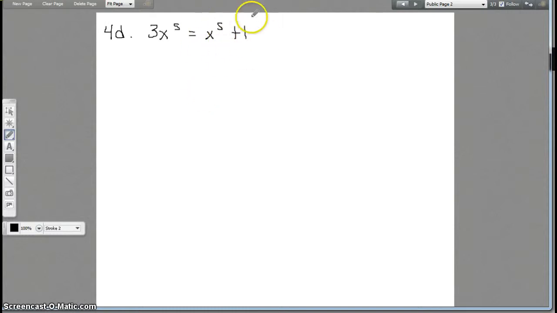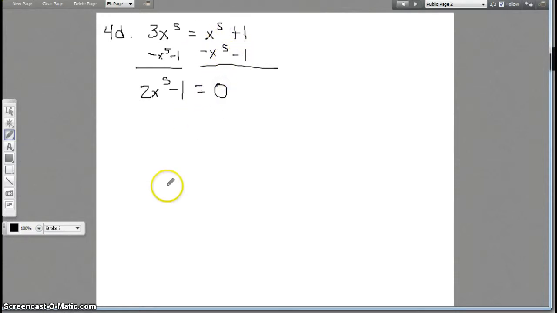Now remember, we need to get the right side equal to 0. So to get our right side equal to 0, right now we're adding x to the 5th and 1. So I'm going to subtract x to the 5th and I'm going to subtract 1. If I subtract it from the right side, that means I have to subtract it from the left side as well. So minus x to the 5th minus 1. So over here on the left side, I have 3x to the 5th minus x to the 5th. That is 2x to the 5th. And then I have nothing to subtract the 1 from, so that's just minus 1. On my right side, x to the 5th minus x to the 5th is 0. 1 minus 1 is 0, so I just have 0.